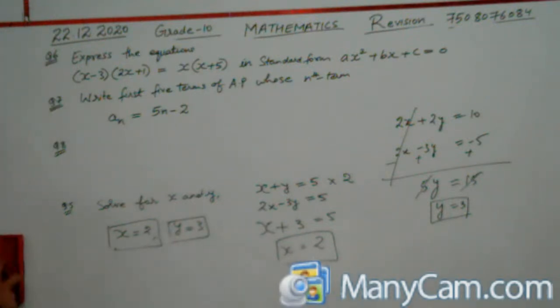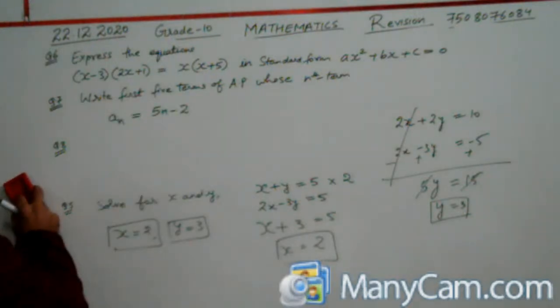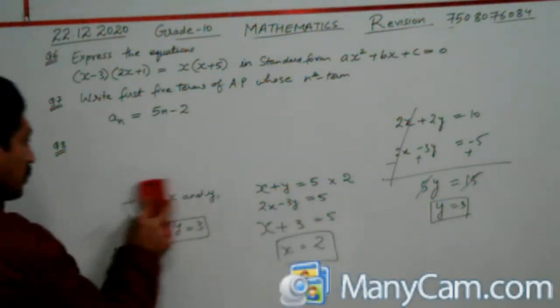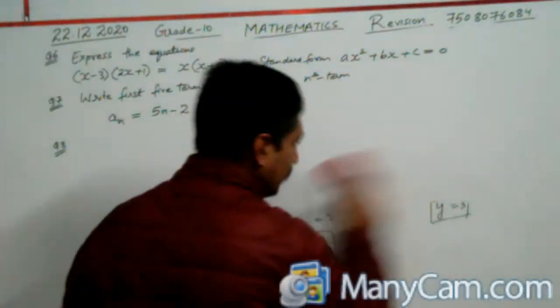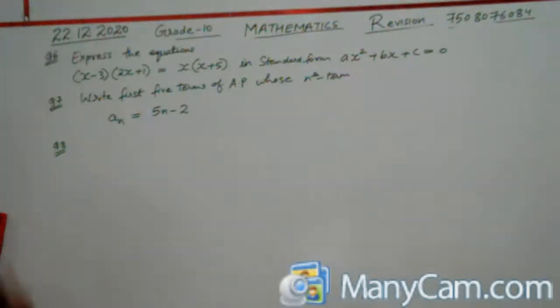Next question. Express the equation in the standard form ax square plus bx plus c is equal to 0, right?